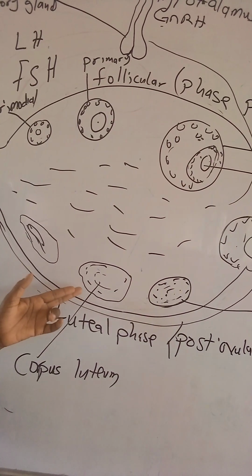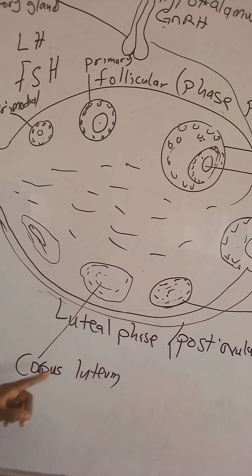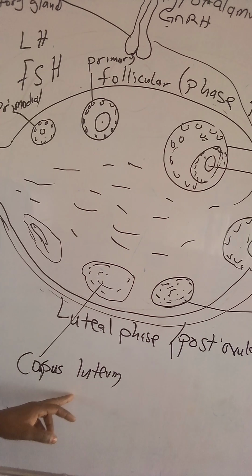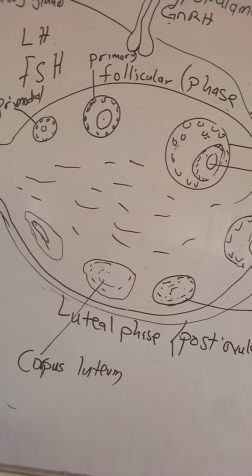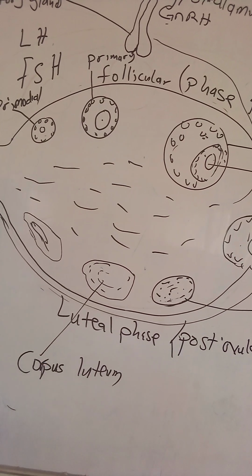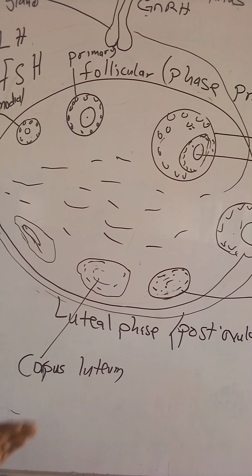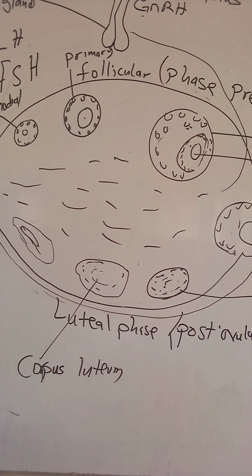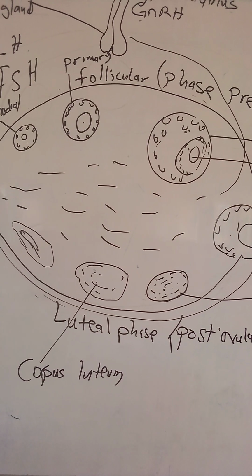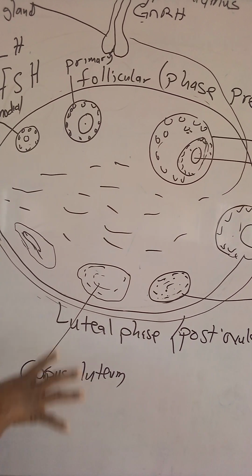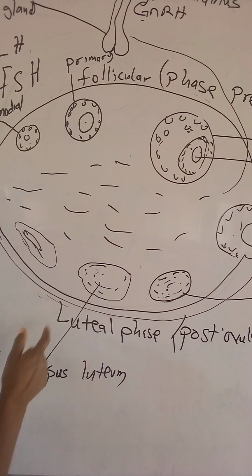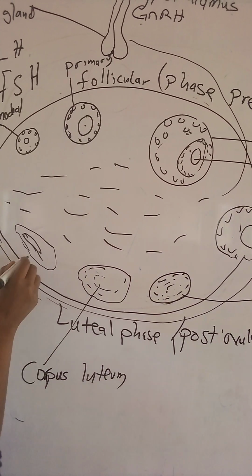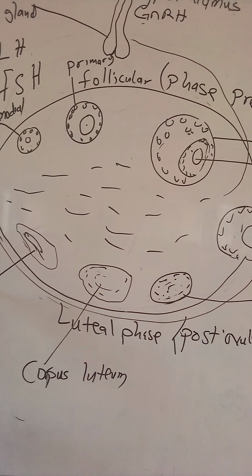So if fertilization occurs, the corpus luteum continues to produce progesterone in order to maintain pregnancy until the placenta is formed, and then the placenta will take up the function of the corpus luteum, that is the production of progesterone. Okay, now when fertilization does not occur, the corpus luteum degenerates and it becomes the corpus albicans.